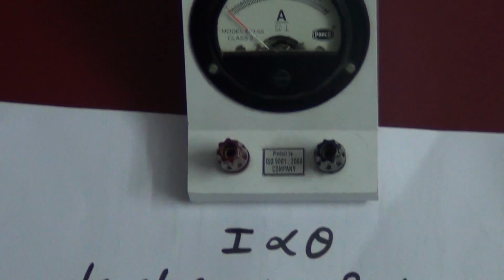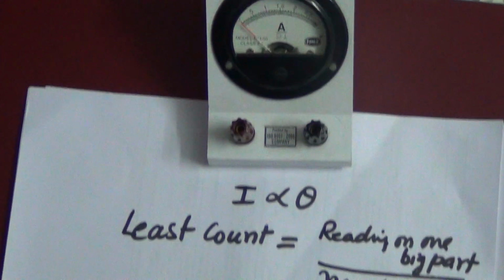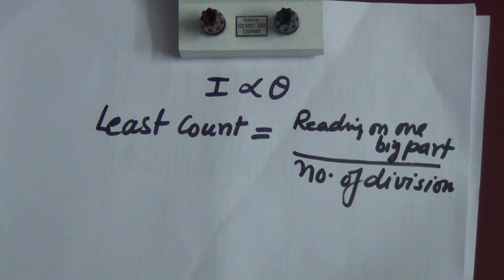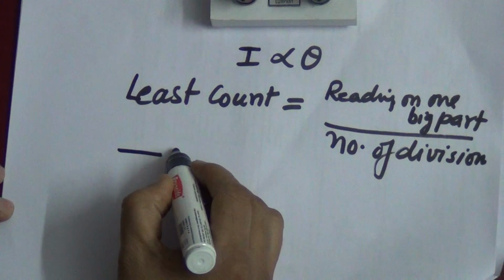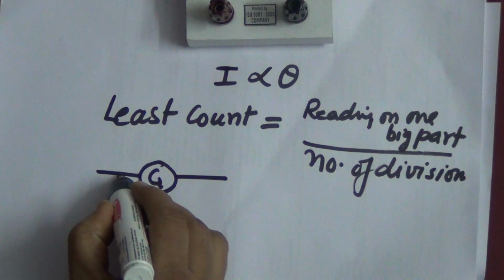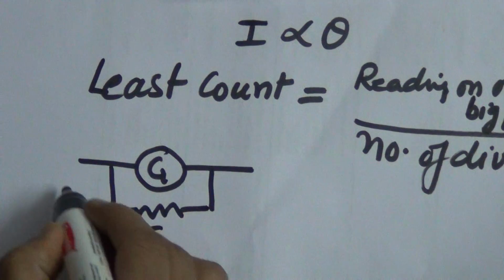We can obtain an ammeter from a galvanometer, and we know an ammeter is a device which is used for measuring current, so the internal resistance of this device should be very low. In order to convert a galvanometer into an ammeter, we need to connect one small value resistance in parallel to the galvanometer. This is a galvanometer. You can connect a small value shunt resistance here.